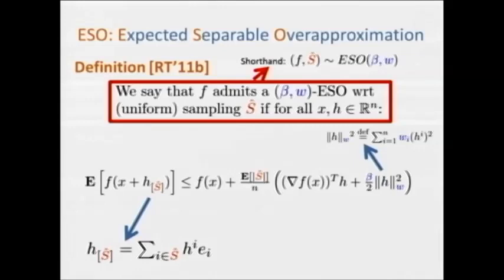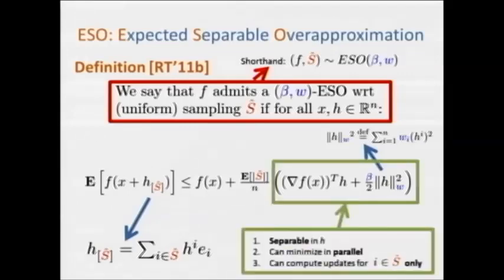So ideally, you would want to minimize the left-hand side in h for given S hat. But that's just intractable. You cannot do it. It's difficult. So instead, you over-approximate this by a quadratic, and then you minimize that. But it buys you three things at the same time. So this was not minimizable. At the same time, this thing actually is minimizable, but it's also minimizable in parallel because it's separable in h.